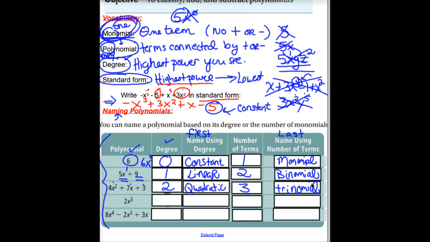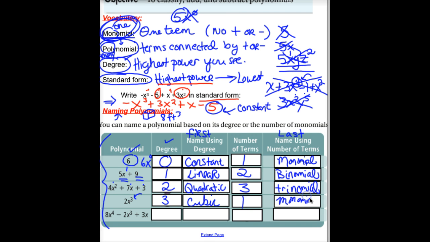All right, next one up. On this one, what is the highest degree I see? It's a 3. We call those cubic, and that's a pretty easy one to remember because you can think of a cube, like if you were doing the volume of a cube, you'd say it's 8 cubic feet, when you do something 3 times. So cubic is pretty easy to remember. This only has 1 term, so this would be called a cubic monomial.